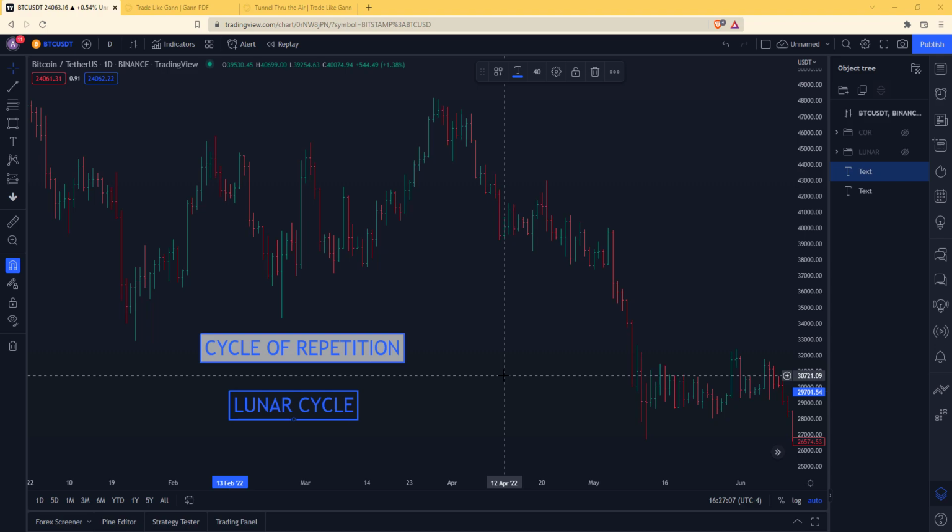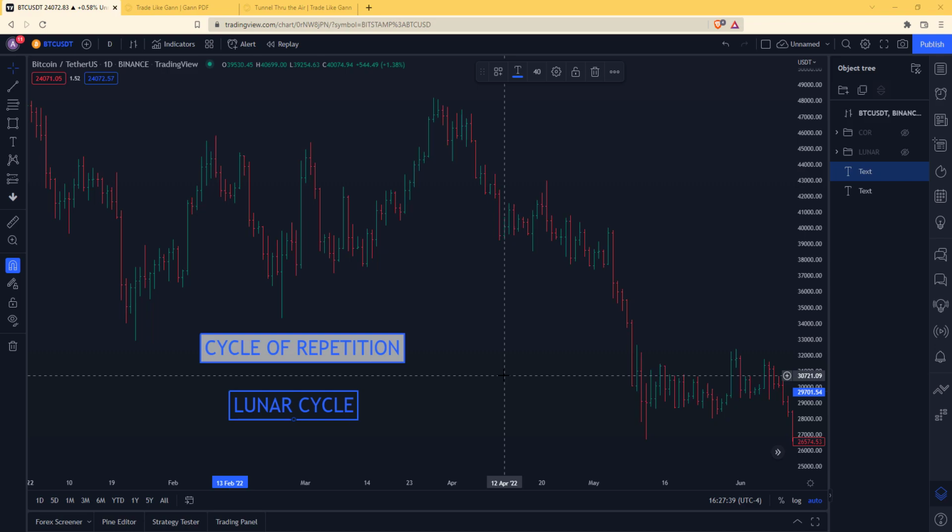The thing is, when you are using the cycle of repetition, it's more like a dependent cycle. The cycle of repetition cannot be used by itself. It is a dependent cycle. You have to use a smaller cycle than the cycle of repetition to make it work, or to know where the cycle of repetition is going to pivot.